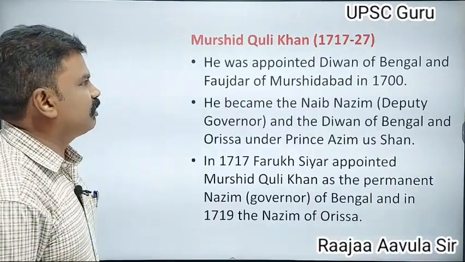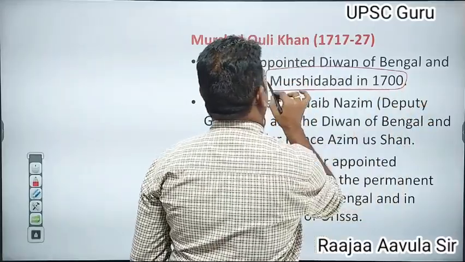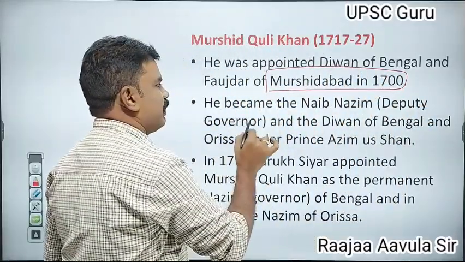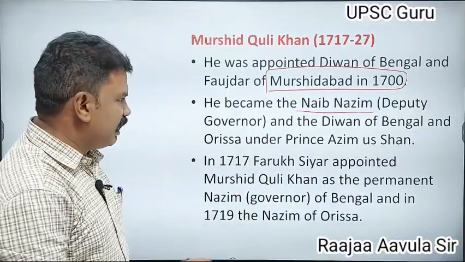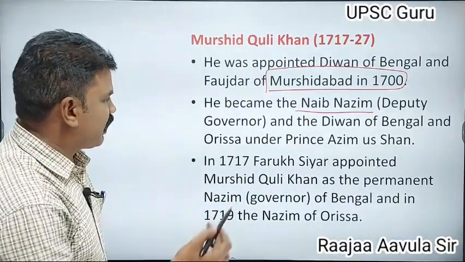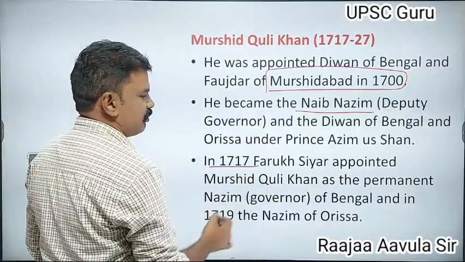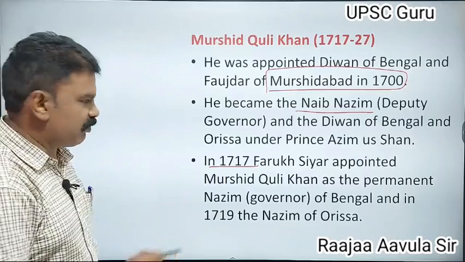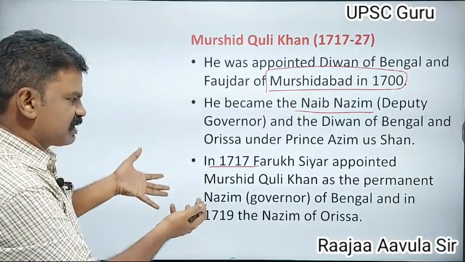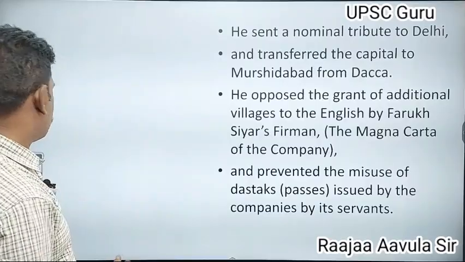Murshid Quli Khan was originally appointed in 1700 as Bengal Nawab. He became Nawab Nazim, that is deputy governor of Bengal. Later, Bengal and Orissa. In 1717, he was appointed as a permanent Nazim for Bengal. This we already discussed.